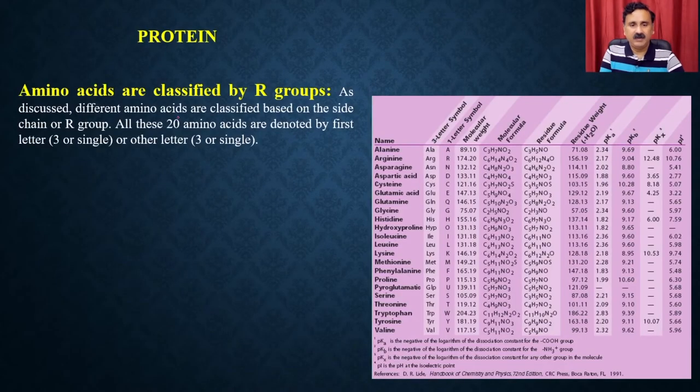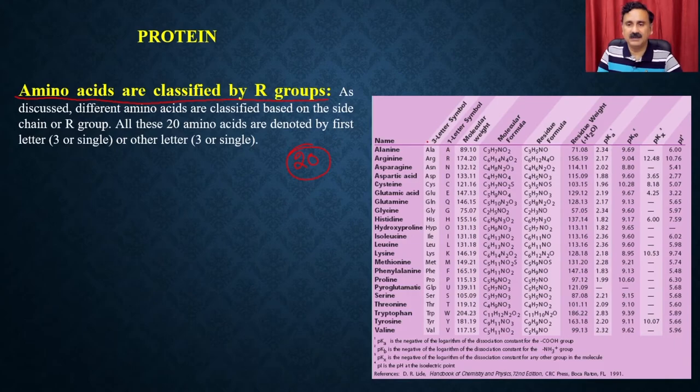As I said, remembering these single letter or triple letter codes is very important, because when we write the sequence of amino acids for a particular protein, you cannot write the full name, right? That's why these single letter or triple letter codes are used in those cases. Now, as I said, amino acids are classified based on the R group. So we have 20 different amino acids.